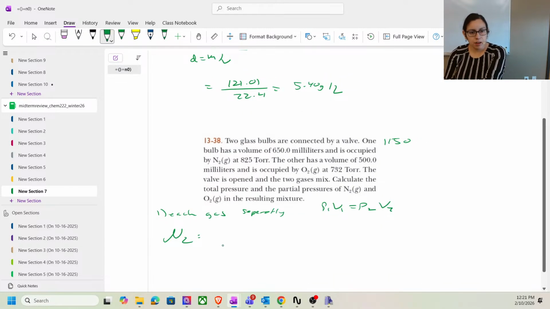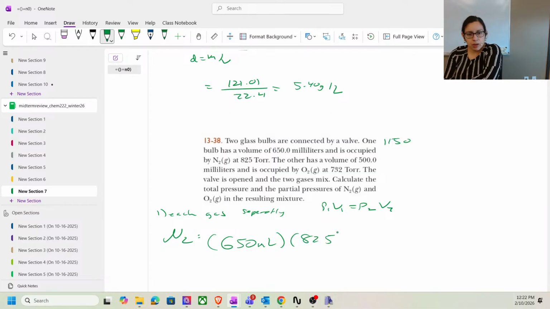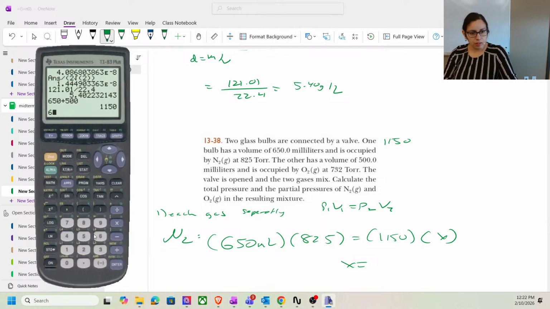So just looking at our nitrogen, units don't really matter as long as we're matching with this problem. So 650 milliliters, and we're at 825. And so now when we're at 1150, what's my new pressure? So y'all can help me out. So I get about 466 torr for a new nitrogen.